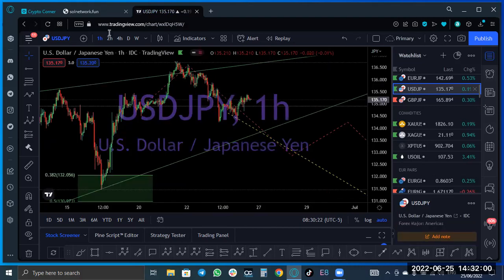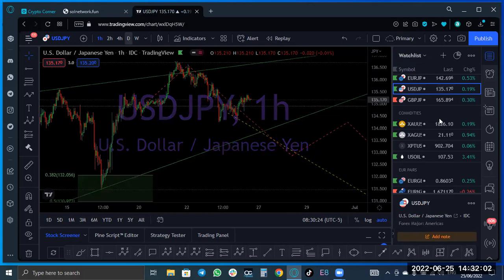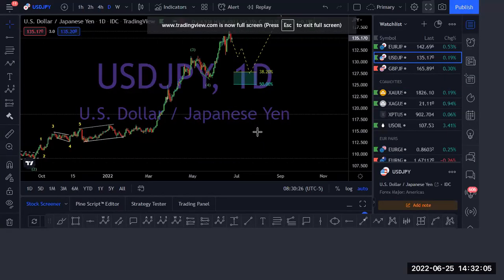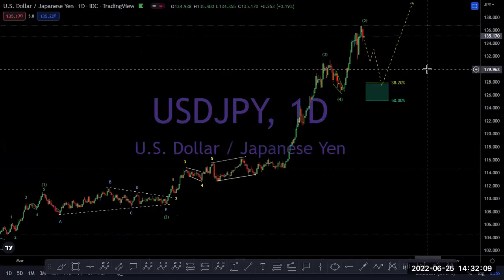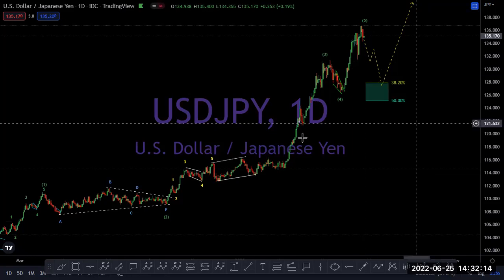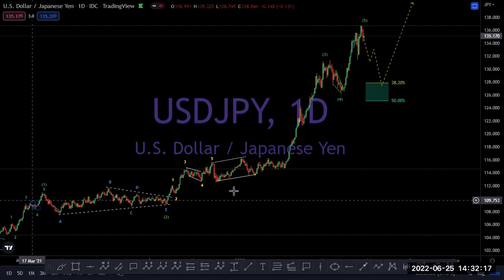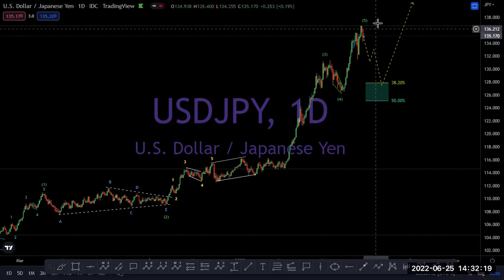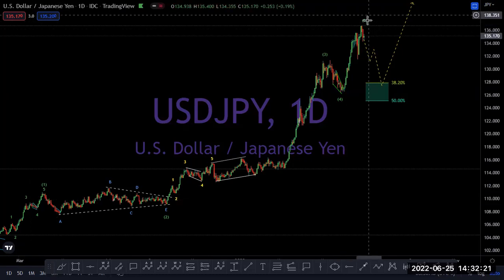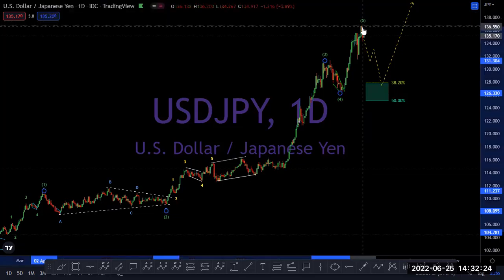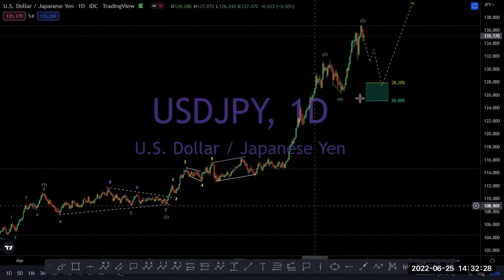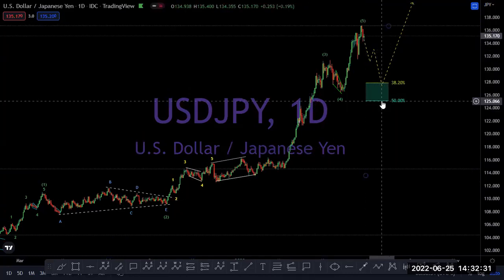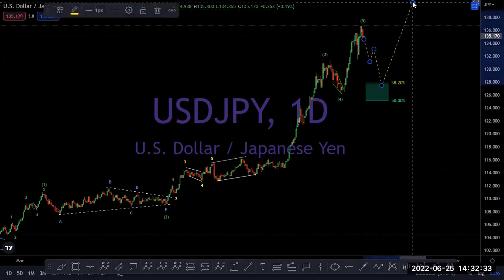USDJPY. Similar thing to EURJPY. So I'm expecting a 3 waves pullback. If you check all this move, 1, 2, 3, 4, 5. Okay, this 5 is wave 3 of a bigger cycle. So after this, A, B, C, before we get the final move.